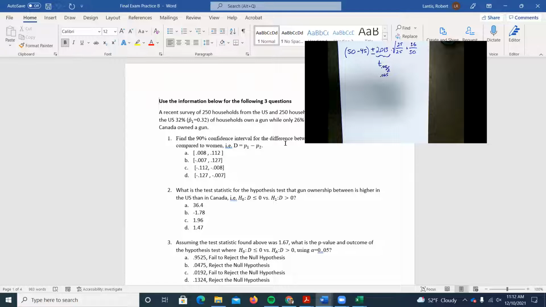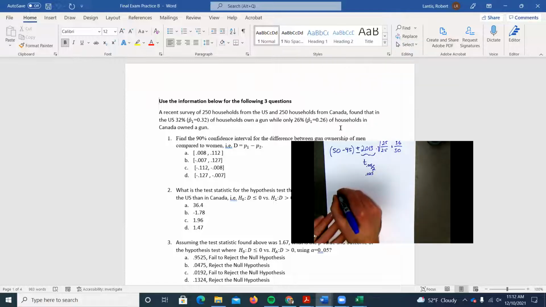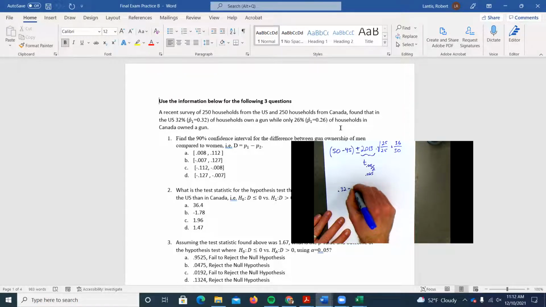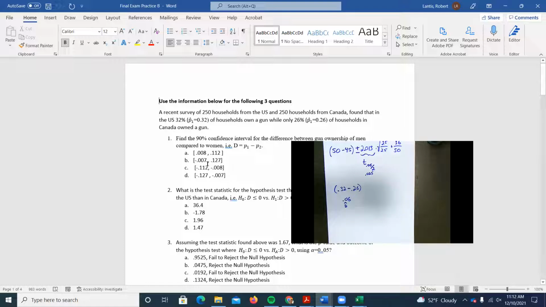It's just now I've got what? Group one is 0.32. So it's gun ownership in the US minus the gun ownership in Canada, right? So my confidence interval should be centered around what? 0.06. That was the sample difference that I found here. If these didn't include 0.06, I could rule them out. Actually, it looks like these two only have negative values, so I could rule these ones out right away. I know it's going to be either A or B.